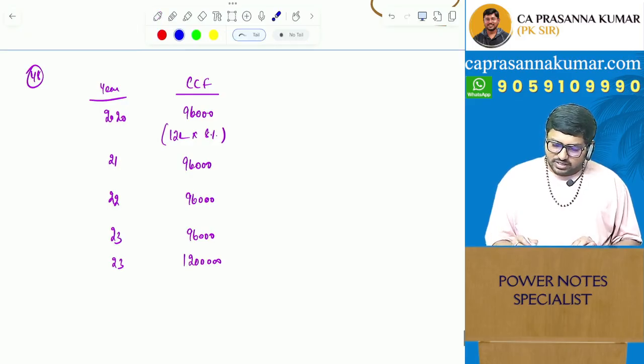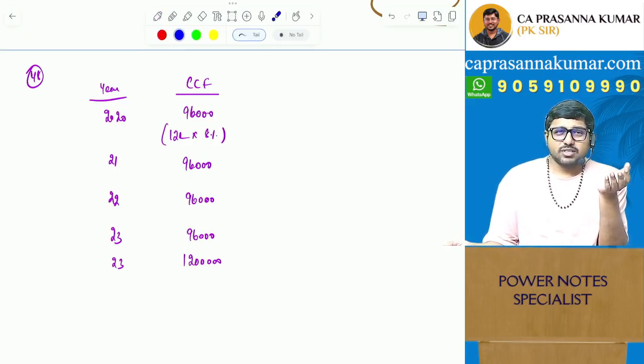Sir, why did you take the redemption option? Very simple. We have presumed that the option is in the hands of the holder. Now you know the concept. If it is in the hands of the holder, he may opt for redemption or he may opt for conversion. We don't know that today. So therefore, we need to consider both the alternatives.